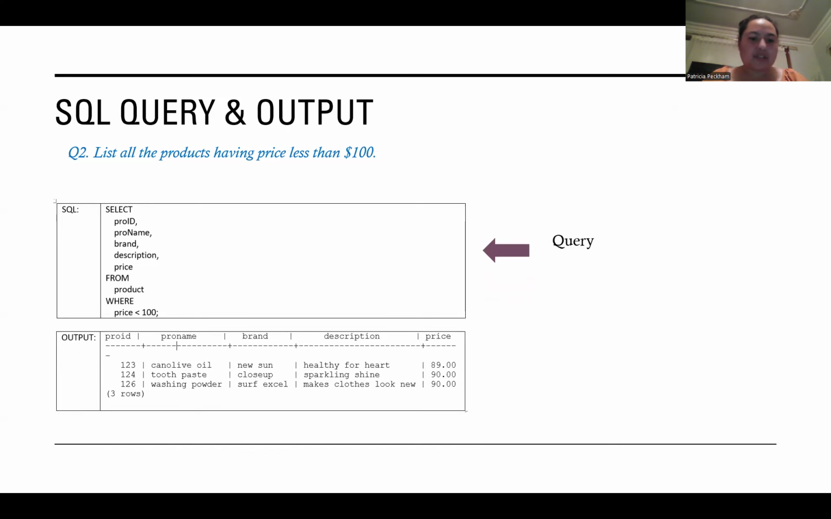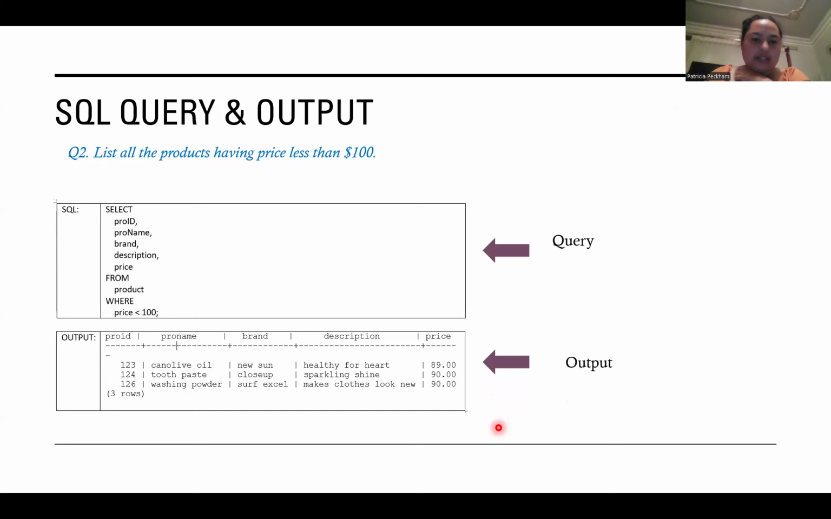And then, don't forget your semicolon. Once you enter that in, that will give you this output: pro ID, pro name, brand description, and price. It retrieves all products priced under 100 and displays essential details, and basically demonstrates simple filtering using a WHERE clause. Right. So if you see, all products that have been pulled from the table are below $100, right?